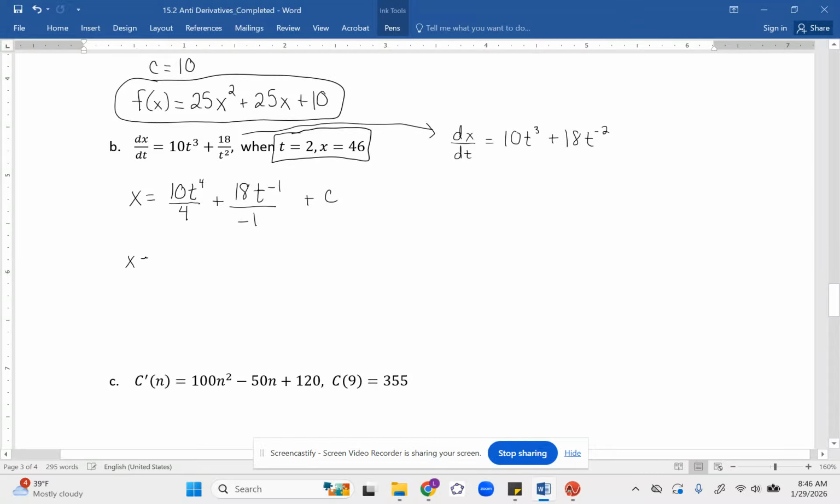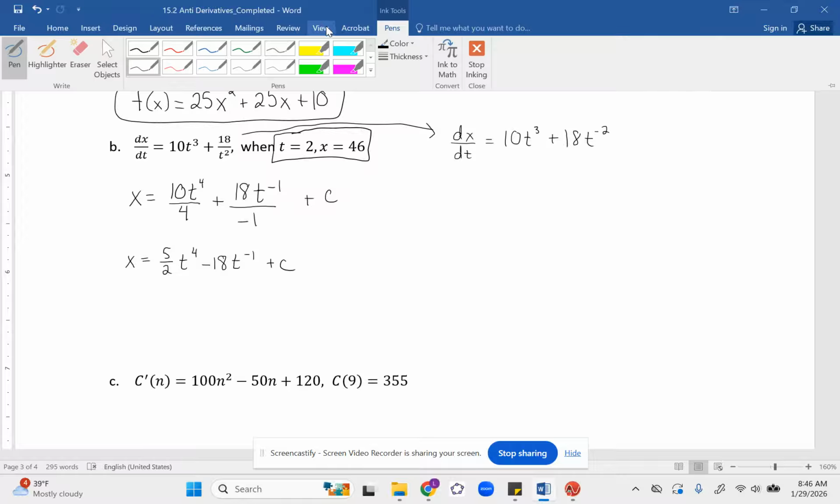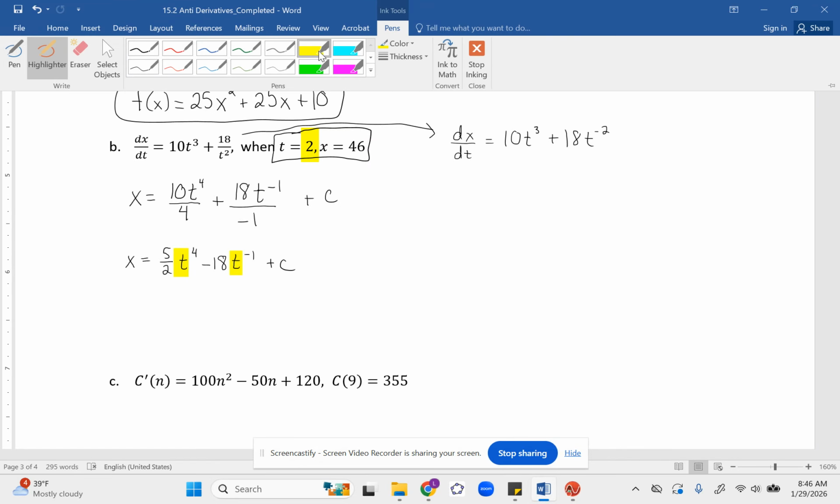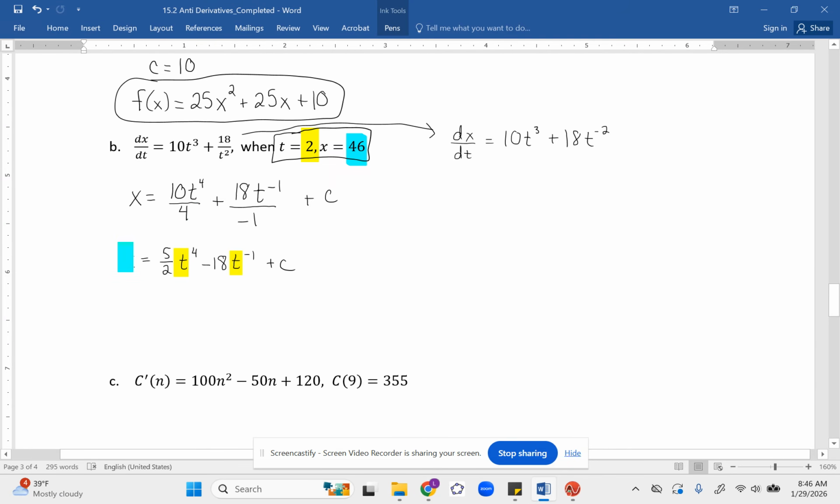All right, so we have x equals 10 divided by 4. I'm going to simplify this first. That's 5 over 2, t to the fourth. I'm just simplifying what I have. 18 divided by negative 1 is going to be negative 18, t to the negative 1 plus c. I want to find c. How am I going to find c? I'm going to plug 2 in everywhere I have a t, and I'm going to substitute 46 in for the x, because that's what x is equal to, and that's what t was equal to 2.